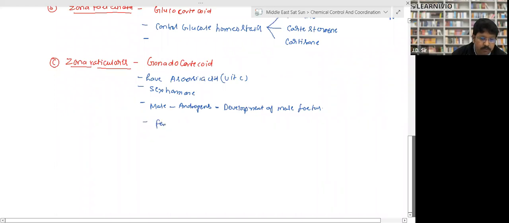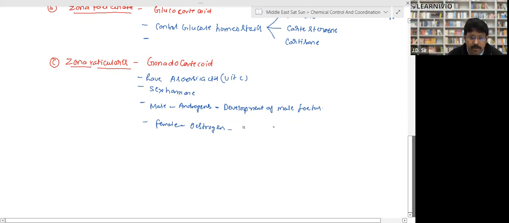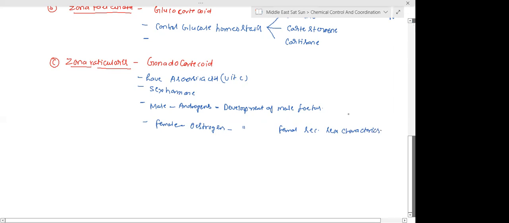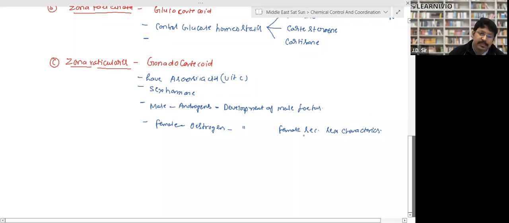Female sex hormones are estrogens, which maintain the development of female secondary sex characteristic.